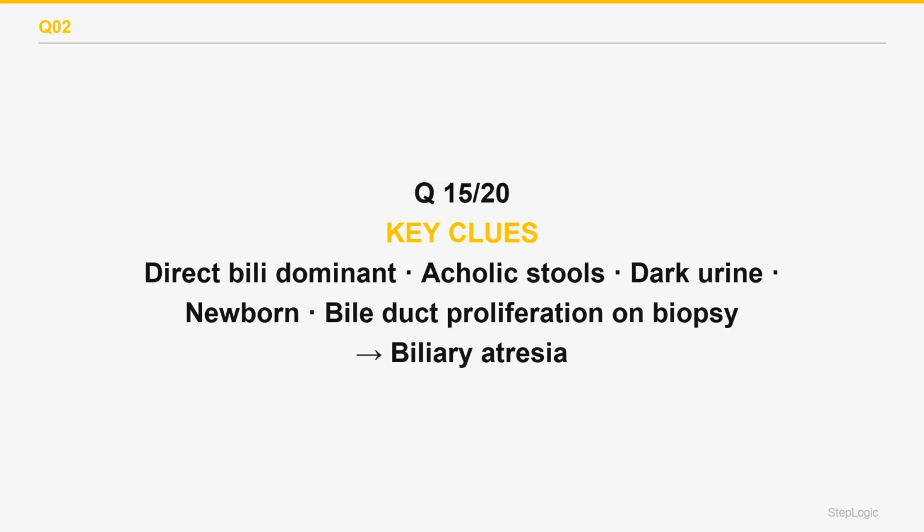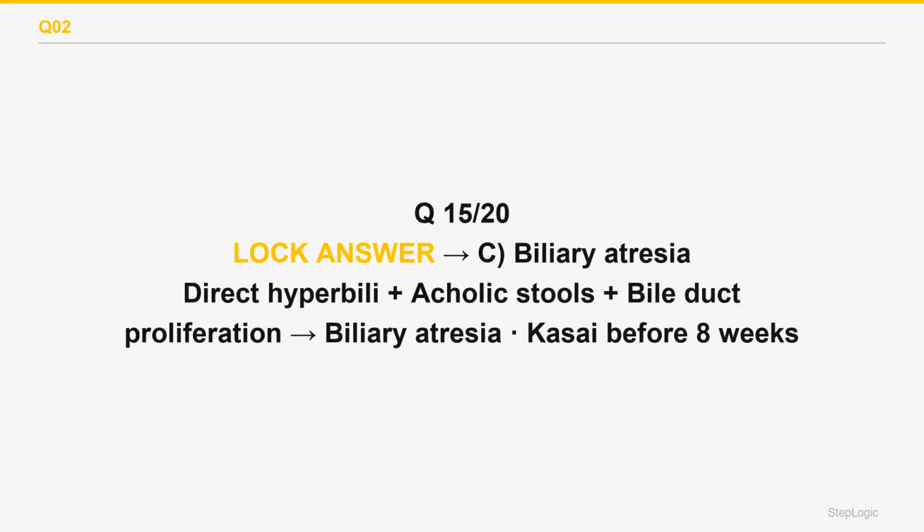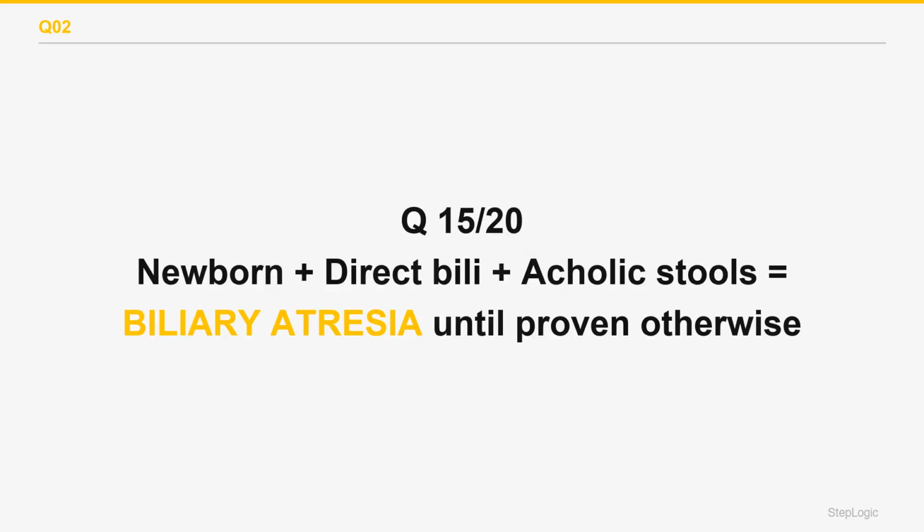It is the most common cause of surgical jaundice in infants and the leading indication for pediatric liver transplant. Kasai procedure, hepatoportoenterostomy, must be performed before 8 weeks of age for best outcome. Crigler-Najjar and Gilbert are indirect hyperbilirubinemia. Defects in UGT1A1 cannot conjugate bilirubin. Dubin-Johnson is direct hyperbilirubinemia, but benign, no liver damage, no acholic stools. Neonatal hepatitis can cause direct hyperbilirubinemia but would show viral inclusions or hepatocellular damage, not bile duct proliferation.